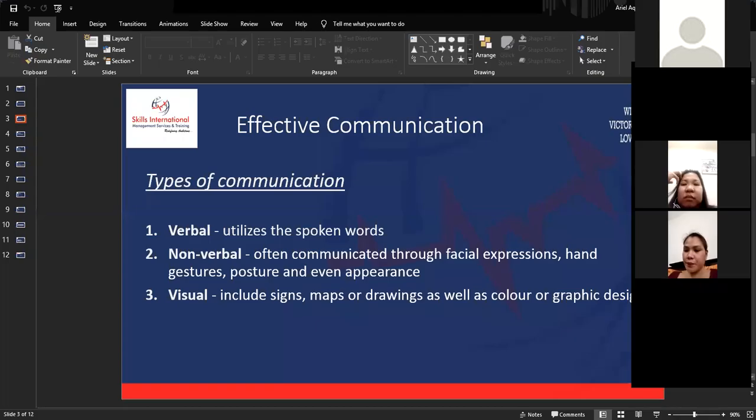Non-verbal communication is often communicated through facial expressions, hand gestures, postures, and even appearance. So even if we don't speak, in a way, we can know what the other person is trying to say. Visual includes signs, maps, or drawings, as well as color or graphic designs.